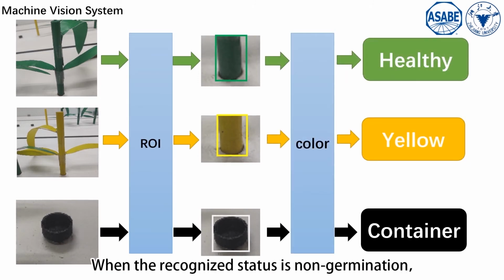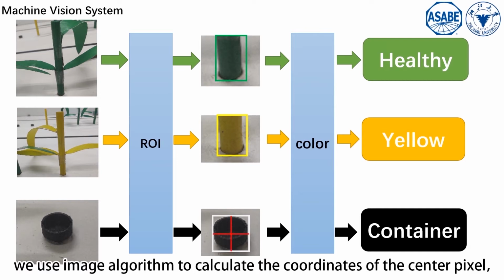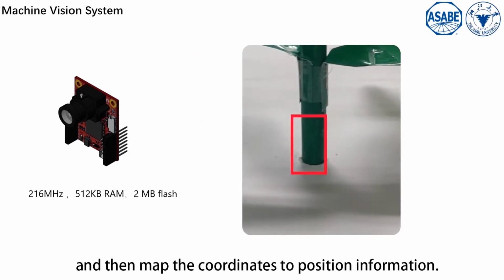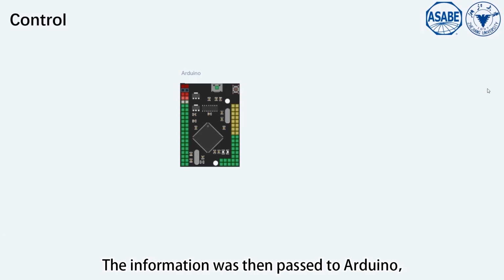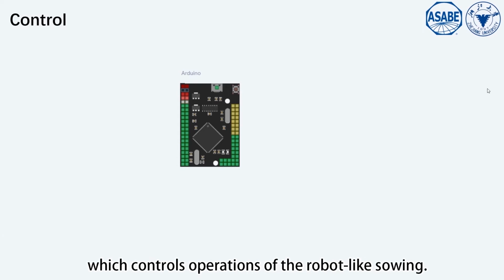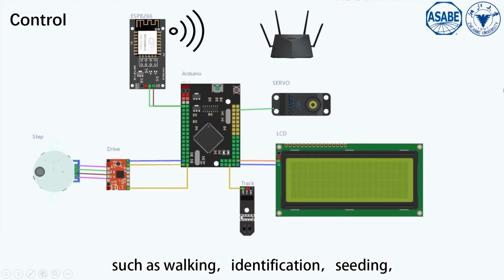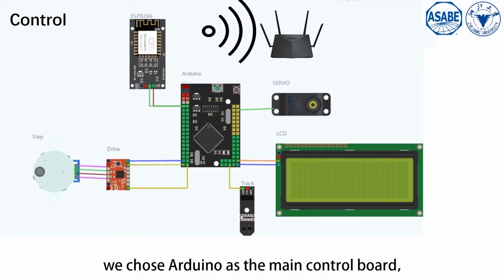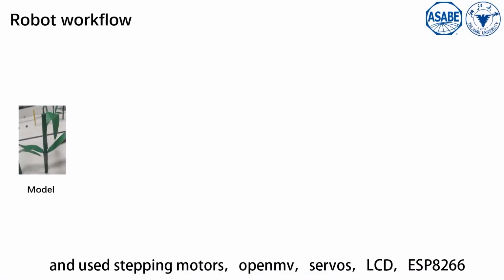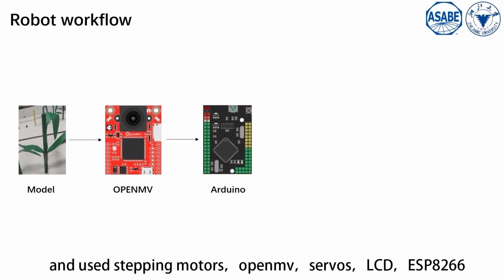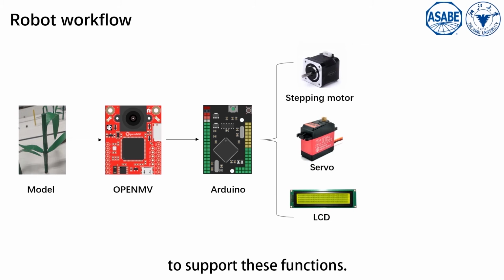When the recognized status is non-germination, we use an image algorithm to calculate the coordinates of the center pixel and then map the coordinates to position information. The information was then passed to Arduino, which controls operations of the robot like seating. In order to make the robot have functions such as walking, identification, seating, display, and wireless transmission, we chose Arduino as the main control board and used stepping motors, OpenMV, servos, LCD, and ESP8266 to support these functions.